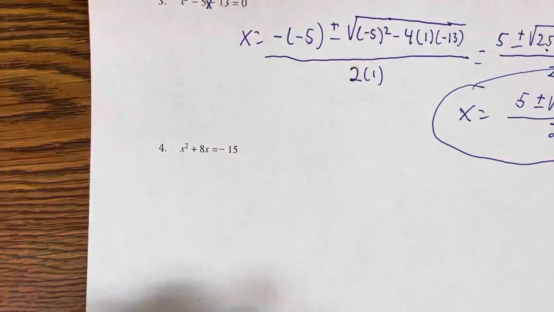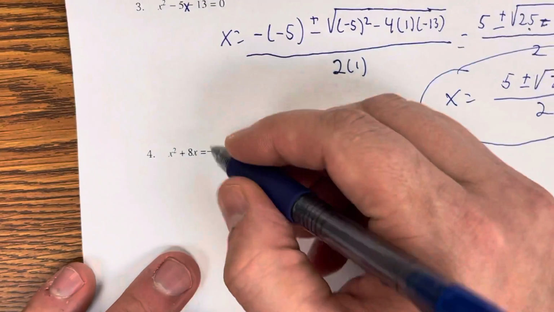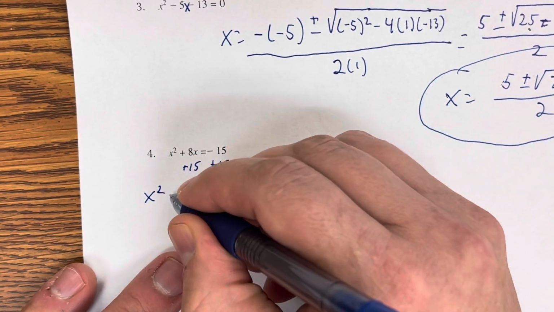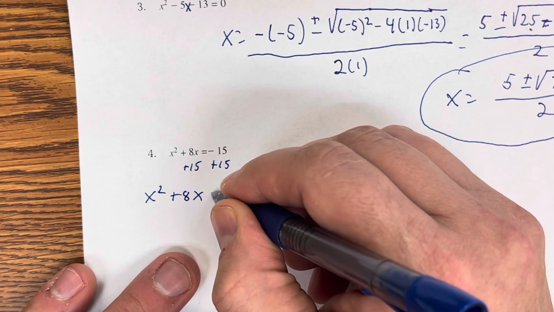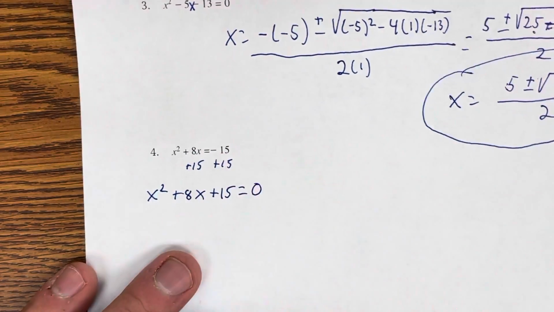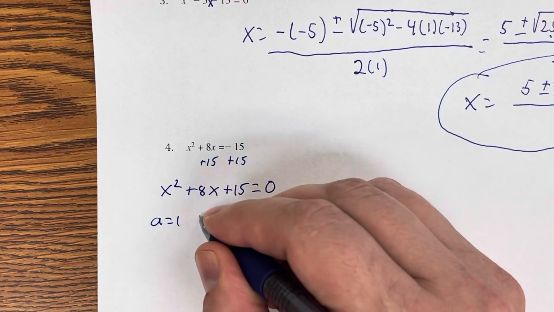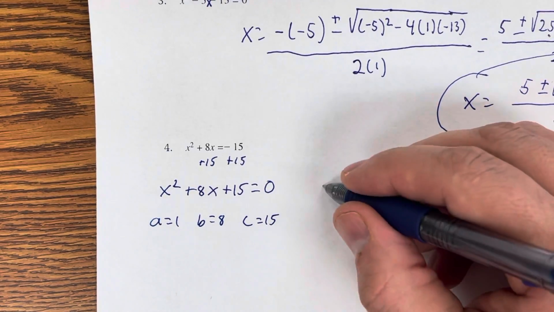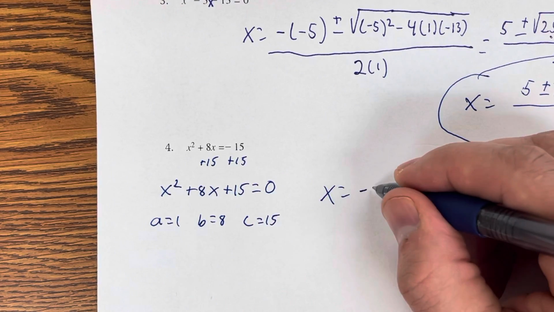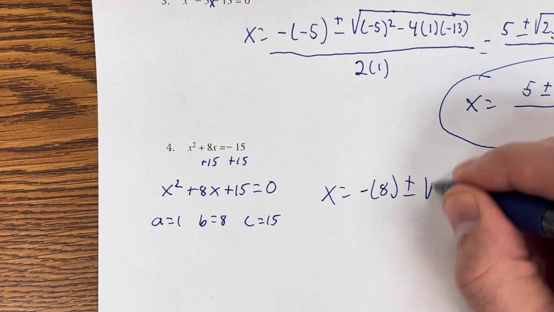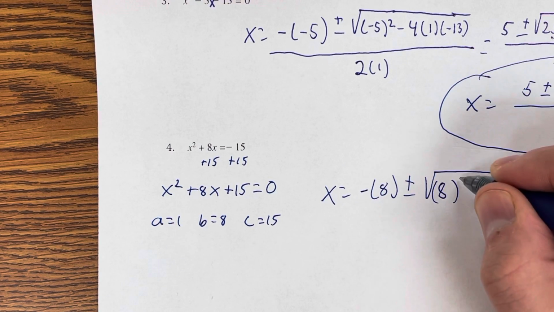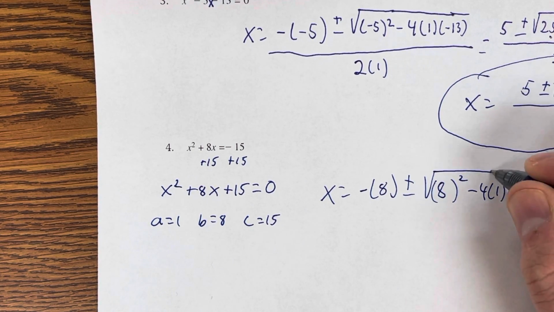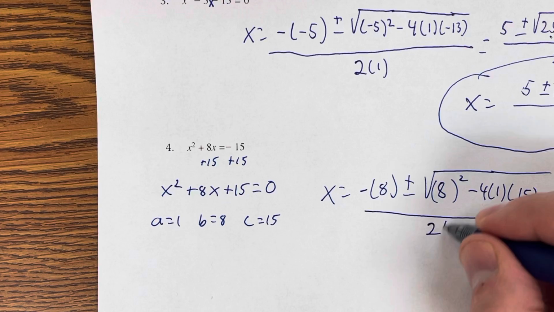All right, next one. This one's not equal to 0, so I have to add 15 to both sides first. Then I have x squared plus 8x plus 15 equals 0. We can identify A. A is 1. B is 8. C is 15. Now we plug it into the quadratic formula. X equals negative, parentheses, 8, plus or minus the square root of 8 squared minus 4 times a, which is 1, times c, 15, divided by 2 times 1.